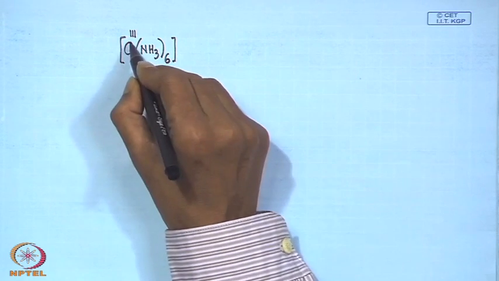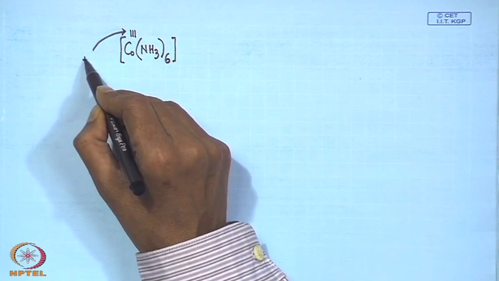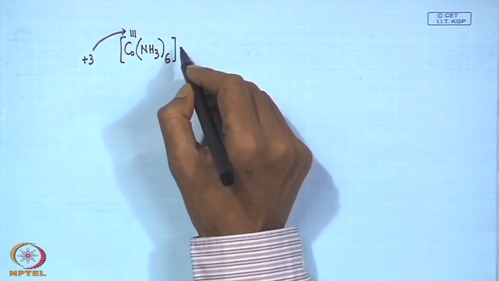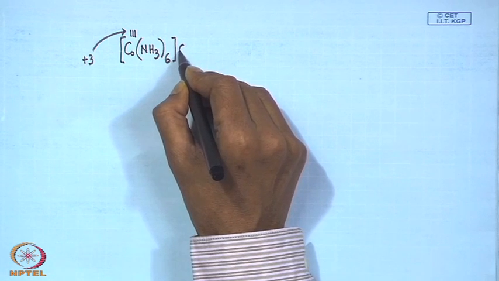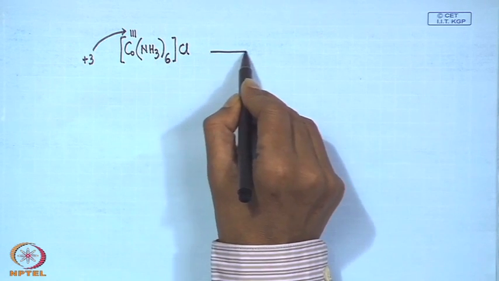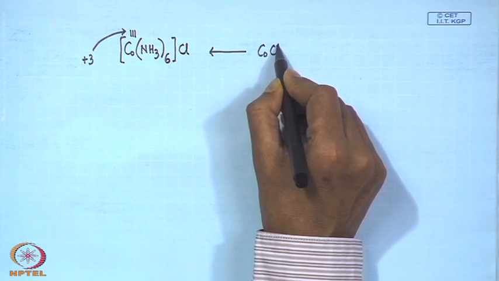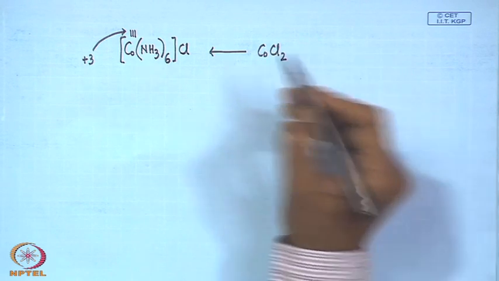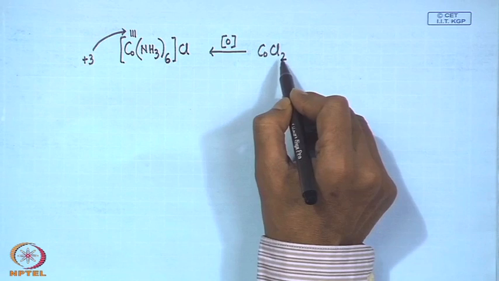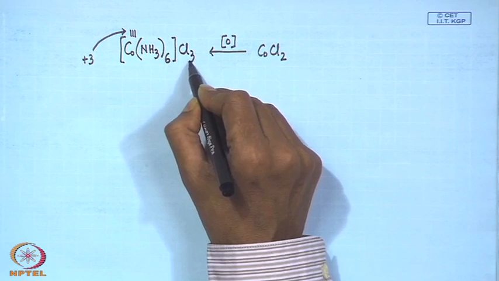So how do we assign the oxidation state of this as +3? This compound will be known as hexaamminecobalt(III) chloride. We started this reaction to make this compound from cobaltous chloride. So, through oxidation and additional chloride supply, it will give this compound as the chloride, with three chlorides.